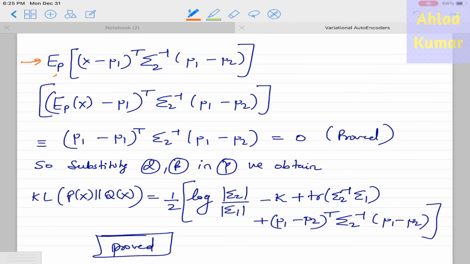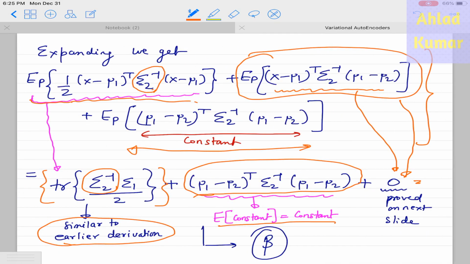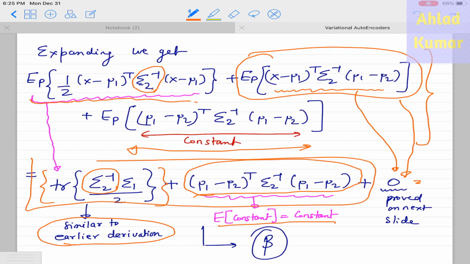As you can see, I can move the expectation inside. The expectation of mu1 is always mu1, and the expectation of mu1 and mu2 will always be mu1 and mu2 because they are constants. Once we move the expectation inside the brackets, it operates on x only. The expectation of x is mu1, so this mu1 and mu1 cancel out. That's why the result comes out to be 0. So now the simplified expression is this for the second term.